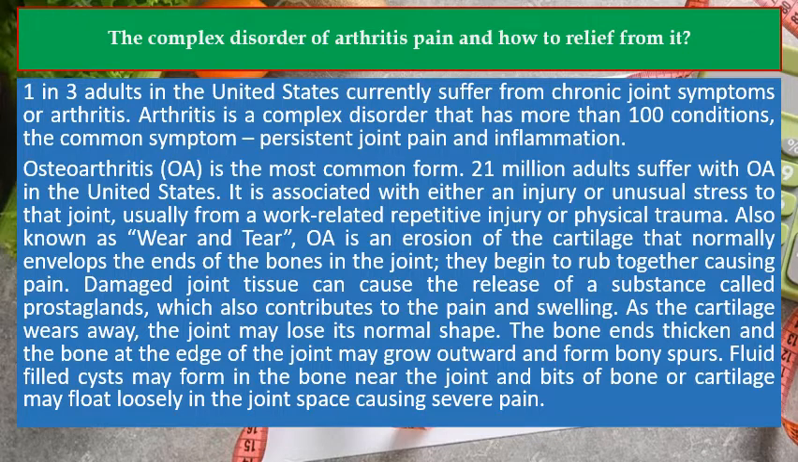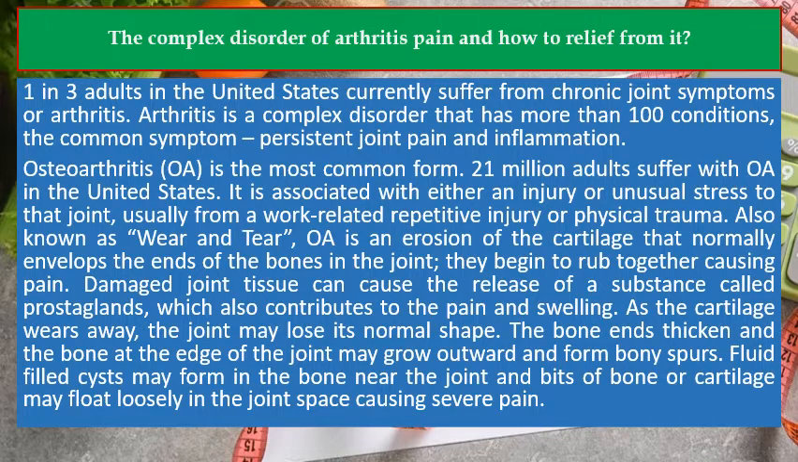Osteoarthritis, OA, is the most common form. 21 million adults suffer with OA in the United States. It is associated with either an injury or unusual stress to that joint, usually from a work-related repetitive injury or physical trauma. Also known as wear and tear, OA is an erosion of the cartilage that normally envelops the ends of the bones in the joint. They begin to rub together, causing pain.